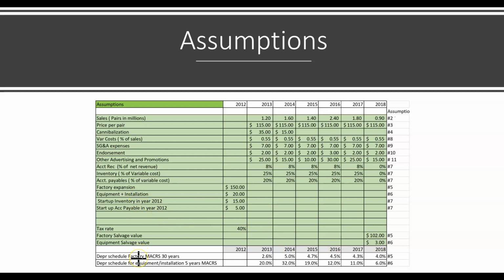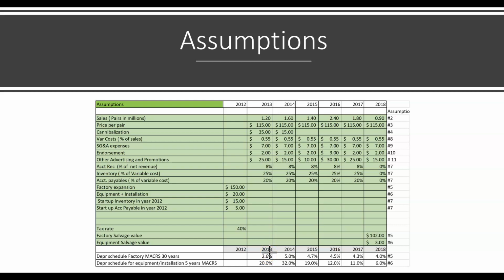And also the depreciation schedule, because the factory typically lasts a lot longer, so it would be depreciated on a 30 years basis, equipment 5 years basis. So they provided us a depreciation schedule for year 13, 14, 15, 16, 17, and 18. The top one over here is for the factory, and the bottom one here is for the equipment. And we will need this to figure out what to put in the income statement.